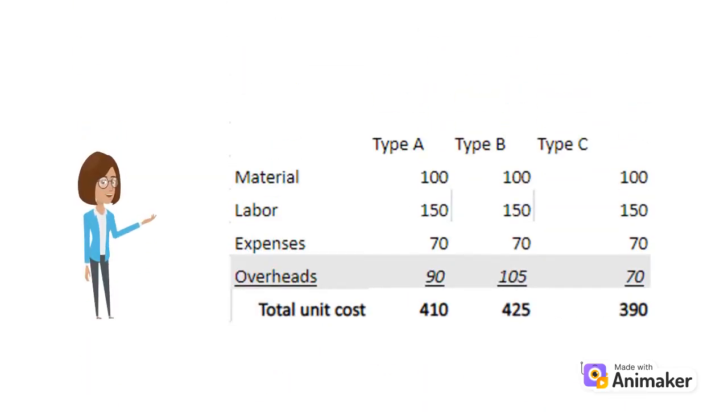Putting all the costs together, we see that even if the direct costs are the same for different types of an ice cream, the overheads are different, so by including them into the total cost, you will get a more fair figure of your profits.